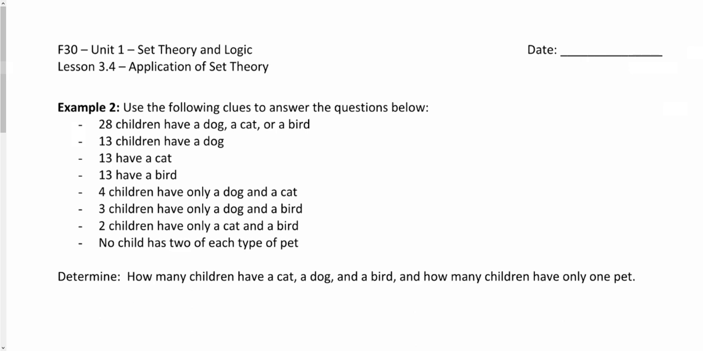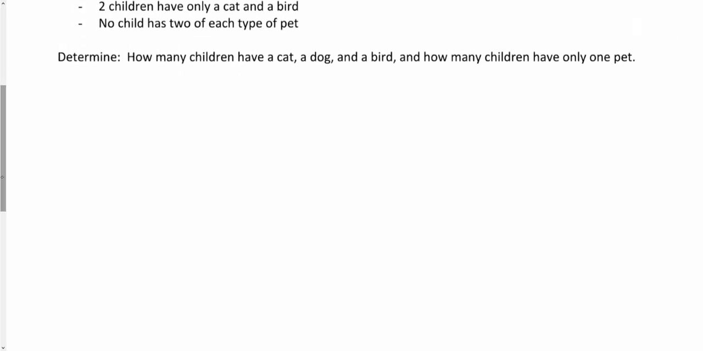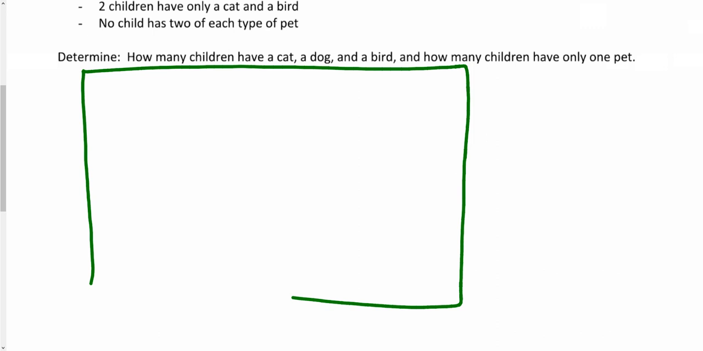So what we know is 4 children have only a dog and a cat. 3 children have only a dog and a bird. 2 children have only a cat and a bird. No child has 2 of each type of pet. So we don't have 1 kid with 2 dogs or something like that. So let's look at this first. Draw out our Venn diagram. What we want to do is we want to know how many children have only 1 pet.